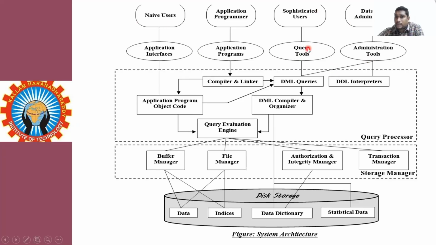So these are the SQL tools. Already we discussed interfaces, programming languages, query tools. Now the SQL language, and he has various administration tools, which cannot be seen by all these three users. Okay, next, coming to an important concept called the query processor. In the query processor we have some important components called, first one is compiler and linker, next DML queries, next DDL interpreters.